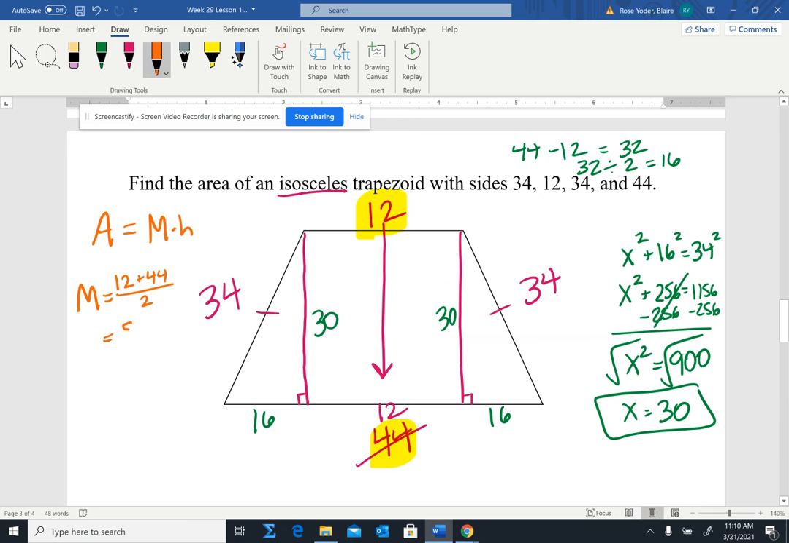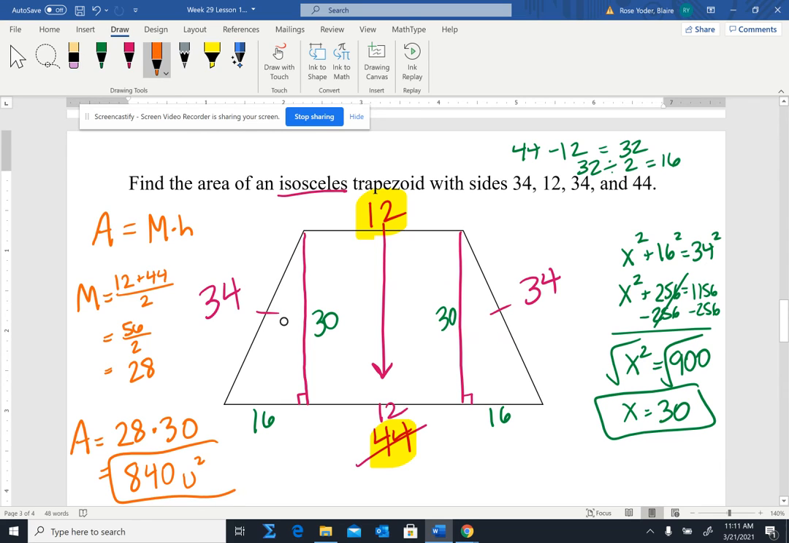So 12 plus 44 is 56. 56 divided by 2 is 28. All right, once you have that, we can just go mid-segment times height. What's the height? It's the 30 that we found. Quick calculation, and we have our area. 28 times 30 is 840. 840 square units. So this time we couldn't avoid Pythagorean theorem because we needed to know the height.